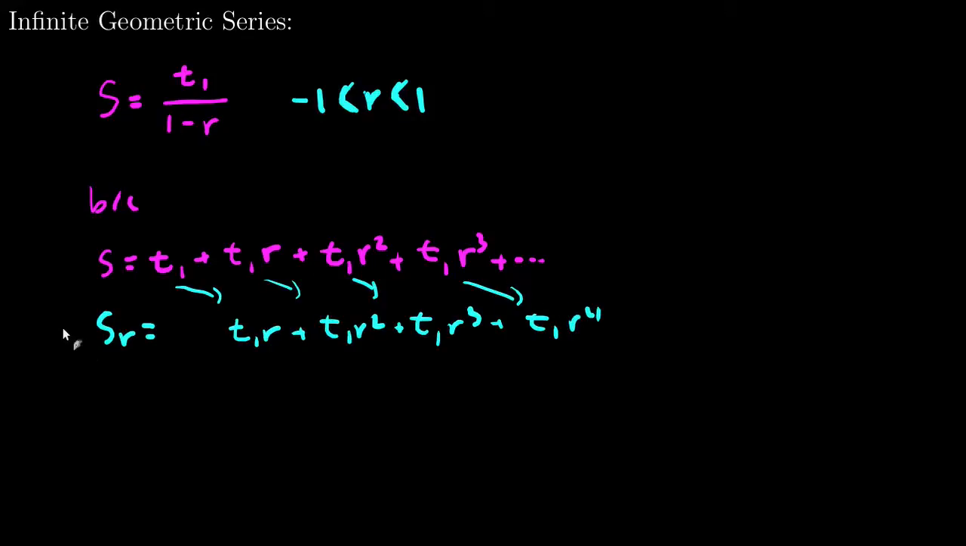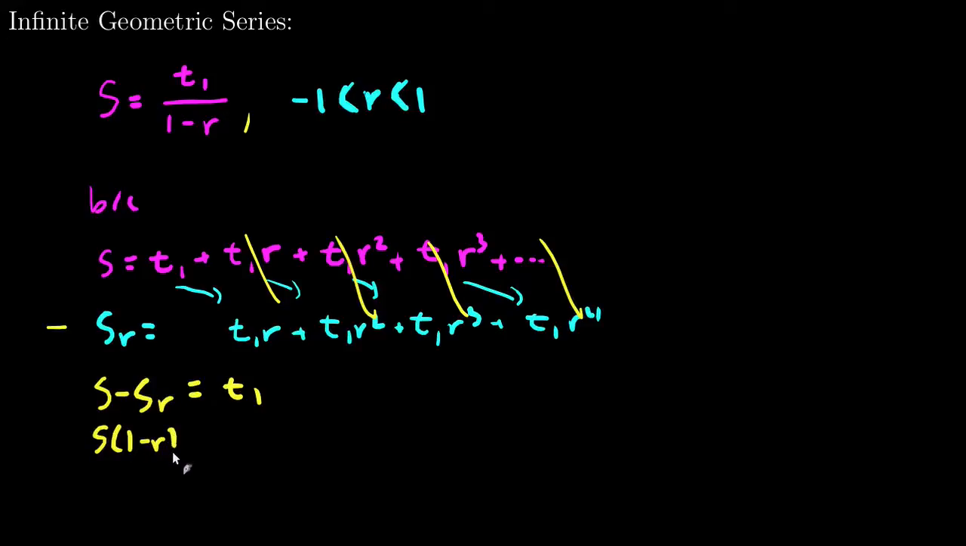And so when I subtract these, I'll end up getting s minus sr equals t1. Those cancel, those cancel, those cancel, this will cancel, and since the terms are going to 0 when I put a small magnitude number to a high exponent, there is no sort of junk left over. It does converge. And then to solve for s, I'll factor out s, 1 minus r, divide by 1 minus r, and bingo bango, we get that formula.